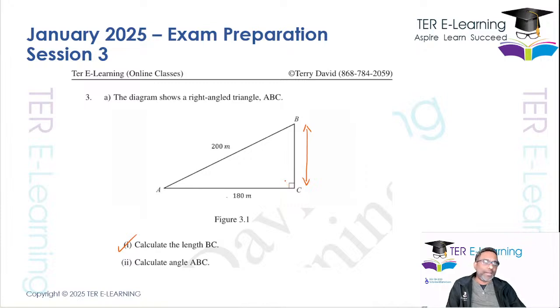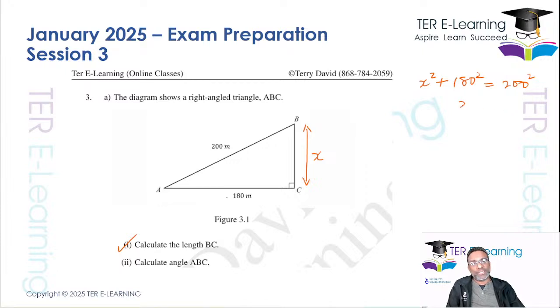Now, I normally tell my class, don't just learn your formulas. You need to know how to apply the formulas, right? So let's call this x here for now, right? If I want to use Pythagoras' theorem, I will say that x squared plus 180 squared, right, is equal to 200 squared, right? That's how you're going to use Pythagoras' theorem. The square on the hypotenuse is equal to the sum of the squares on the other two sides.